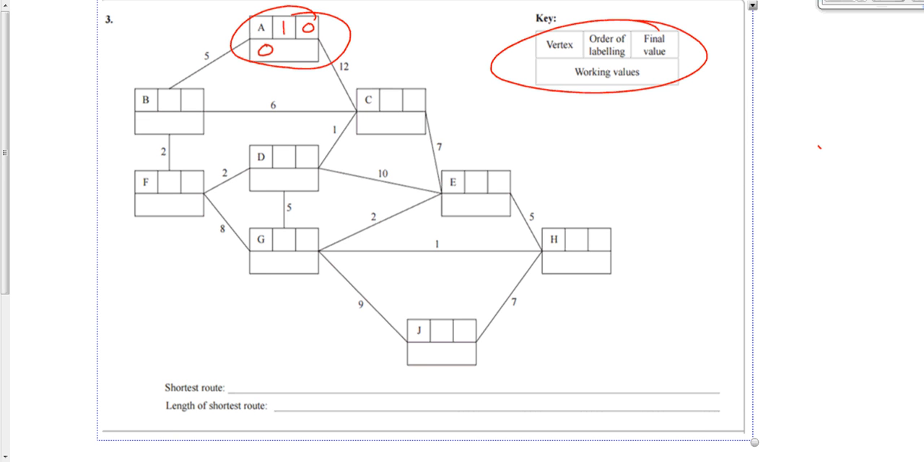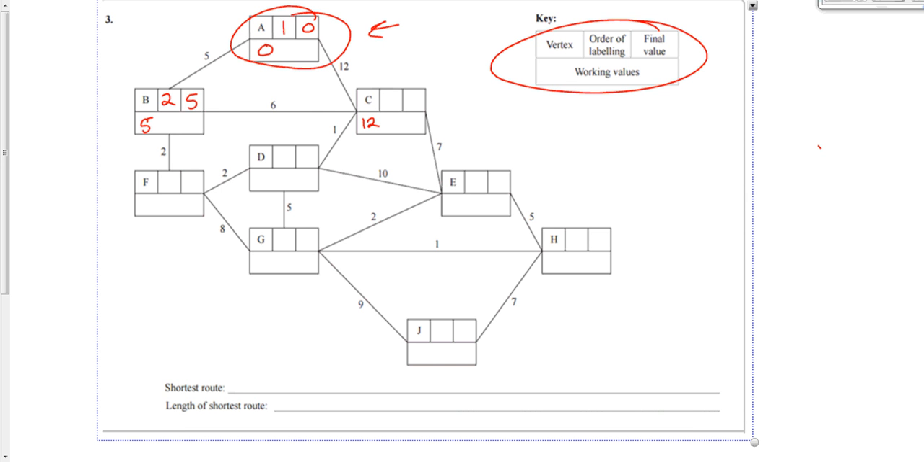Once you've started and we've labelled this one as A, or labelled this one as 1, we then do everything that comes off this one. So B comes off it, and that's got a working value of 5. C comes off it, which has got a working value of 12. And then we pick the one which has got the smallest working value. So the smallest working value that we've got is B, sorry. So we're going to give that final value of 5, and label that as our second one.